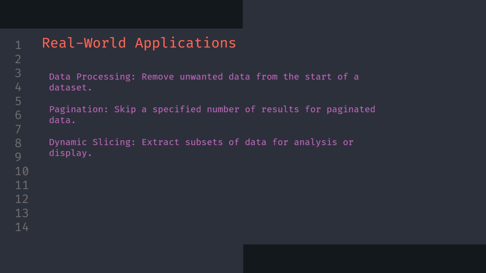This method can be applied in various real-world scenarios. Data processing, to remove unwanted elements from the start of a dataset. Pagination, to skip a specified number of results when implementing pagination in web applications. Dynamic slicing, to extract subsets of data dynamically for further analysis or display. It is a flexible and efficient way to manage arrays in JavaScript.